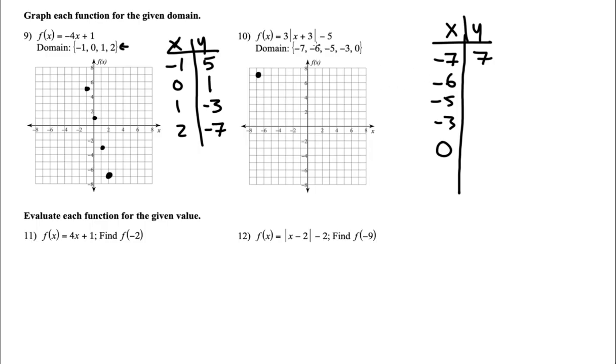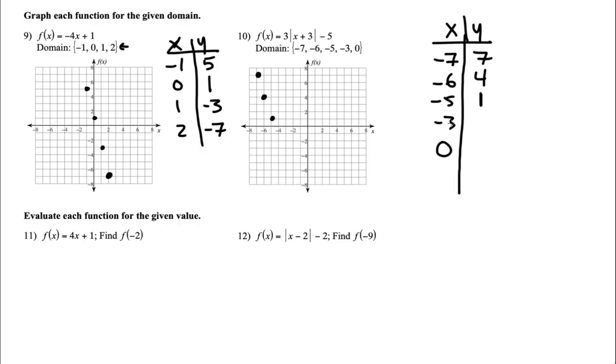If I put in -6, that's going to make this -3, which turns into +3. Times 3 is 9. 9 minus 5 is 4. So -6 and 4, which is right here. Put in -5, it becomes -2. Then the absolute value makes it +2. 2 times 3 is 6. 6 minus 5 would be 1. So -5, 1.